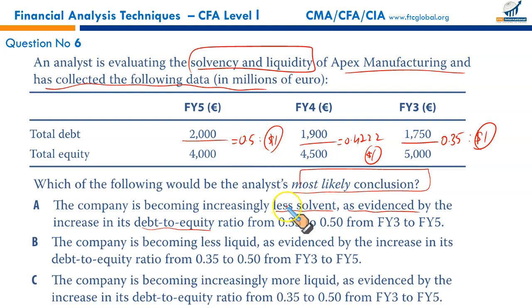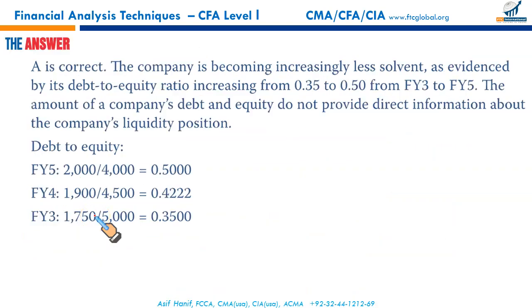Firm is becoming less solvent. True. The company is becoming increasingly less solvent as evidenced by the increase in its debt to equity ratio from 0.35 to 0.50 from the year FY3 to FY5. We need to look no further. We cannot calculate liquidity because these are the two measures, debt and equity. Liquidity cannot be calculated. So B and C are wrong, so A is the right answer. Next.